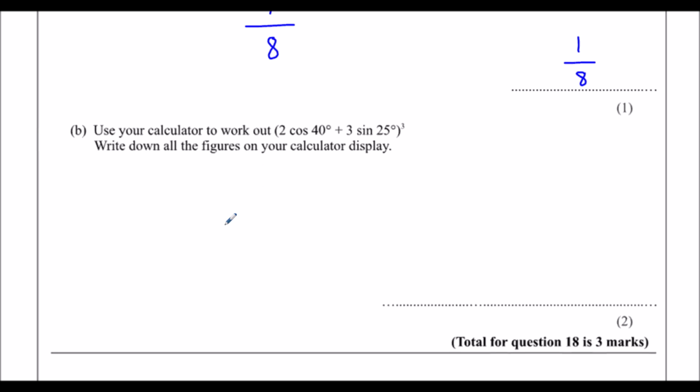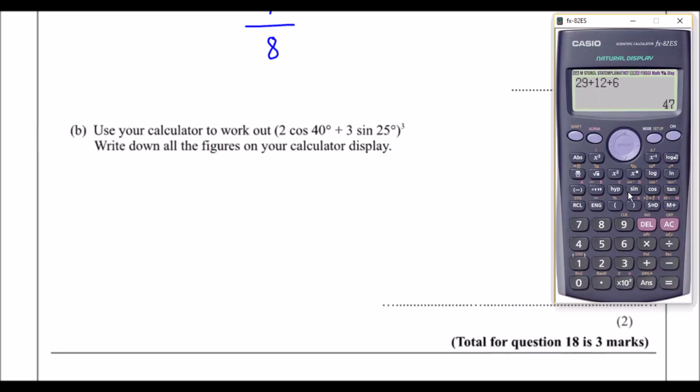Part B, use your calculator to work out 2 cos 40 plus 3 sine 25 cubed. Write all the figures on your calculator display. So there's going to be a lot of brackets. If we write this in one go, we can. So I'm going to open the first bracket. We're going to have 2 cos, and when we write cos, it opens a bracket for the angle. So 2 cos 40. Then we'll close that bracket.